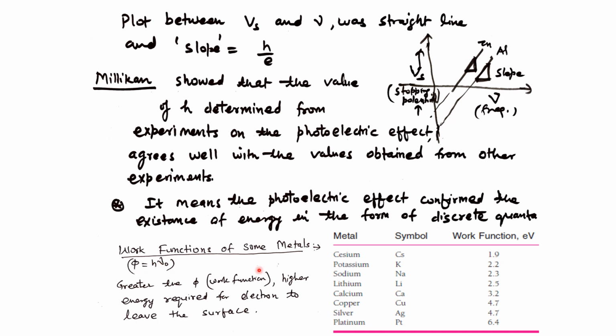And the work function for some metals is shown in this table, and we can see the greater the work function, the more energy we will need to eject the electrons from the surface. So if we see cesium has 1.9, potassium 2.2, sodium 2.3, lithium, so these alkali metals have low work function, so these are the best photometals to eject the electrons, whereas we can see that copper, silver or platinum have very high work function, so it is not easy to liberate the electrons from these metals.